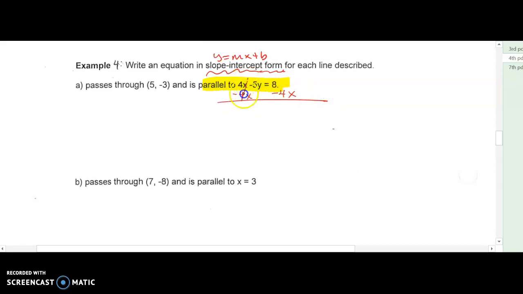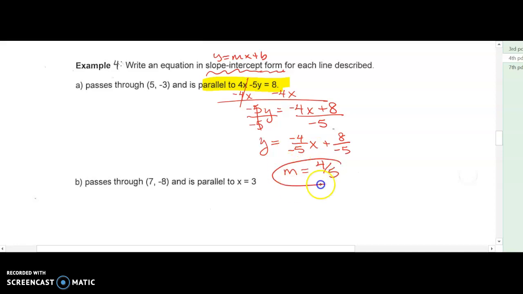So negative 4x and 4x cancel, so we have negative 5y equals negative 4x plus 8. Divide both sides of the equation by negative 5 to get y by itself. And y equals negative 4/5 x plus 8 over negative 5. So, I'm sorry, negative 4 over negative 5, which means our slope is positive 4/5.